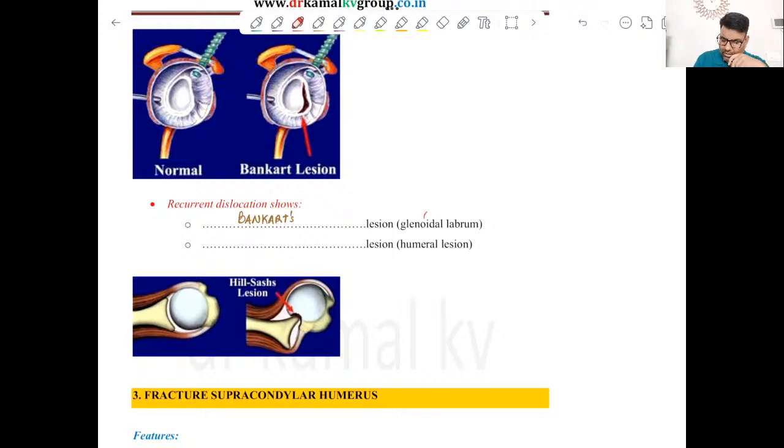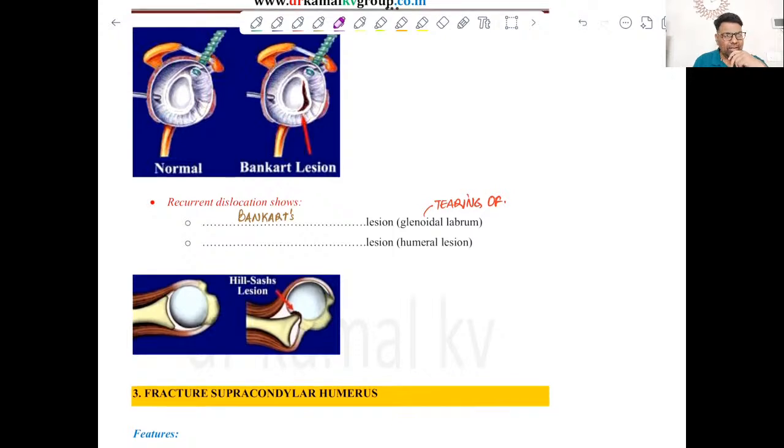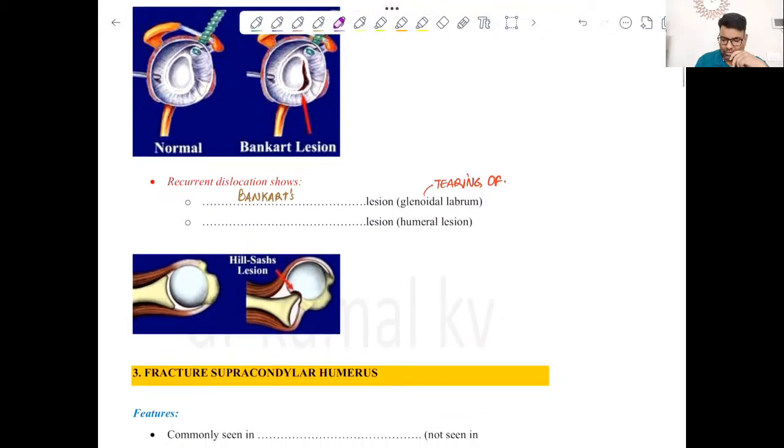So this is tearing of glenoidal labrum, and as the head of humerus moves anteriorly to the glenoid cavity, every time it strikes against the hard glenoid cavity, and that creates slight indentation fractures in the head of humerus, and those are known as Hill-Sachs lesion, right? So this is Hill-Sachs lesion. So just remember these two terms.